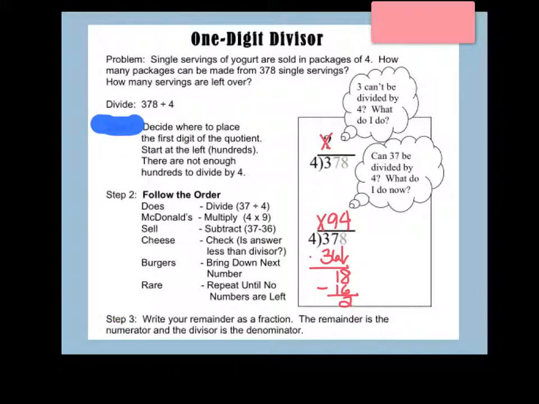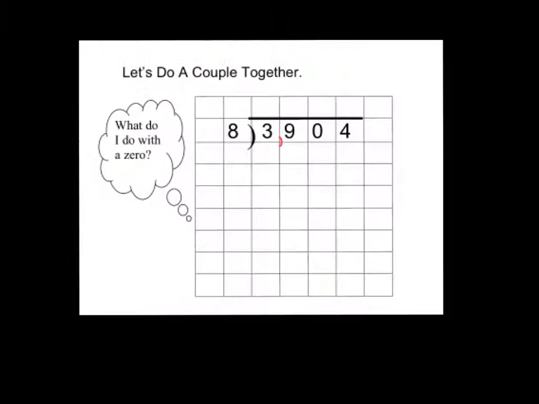And so if I look at my divisor, I have a divisor of 4. That's telling me how many pieces I need to make a whole. So that is going to be my denominator, because my denominator always tells me how many pieces I need to make a whole. And now for my numerator, I'm going to use the pieces that I have left over, the 2. So the answer to my problem, 378 divided by 4, would be 94 and 2/4.